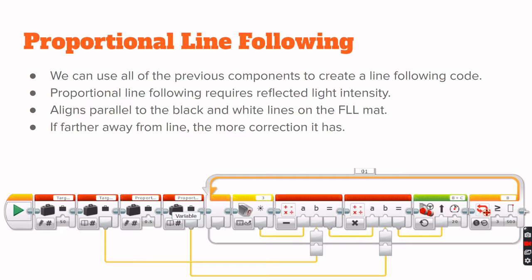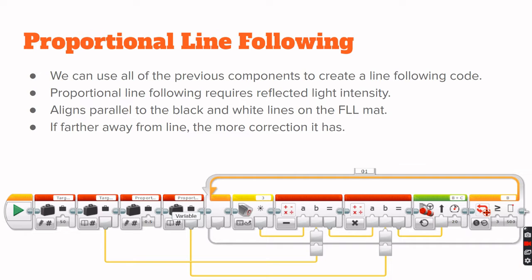But what is proportional line following doing? Well, it's what it says. It's following a line. And we can use all these previous components to create a line following code. Proportional line following requires reflected light intensity, and it follows the black and white lines on the FLL mat. The basic concept is the farther away it is from the line, the more correction it has to get back on course.